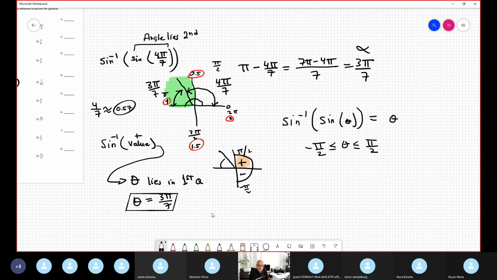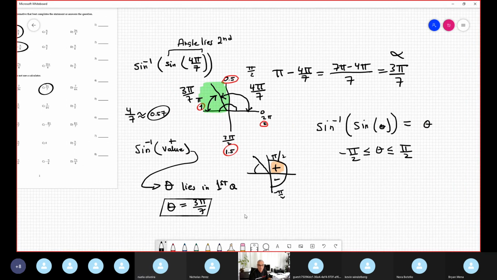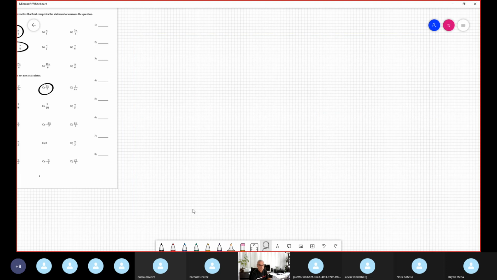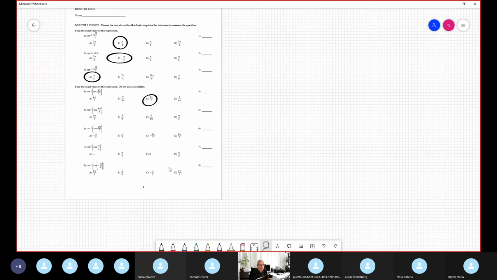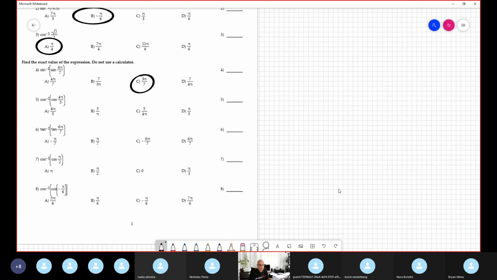Another question. Moving on to number 5. Number 5 now. I know that this is hard. Some students never understand this. This is cosine inverse. So we are doing composition. So two trigonometric functions of 4 pi over 5.